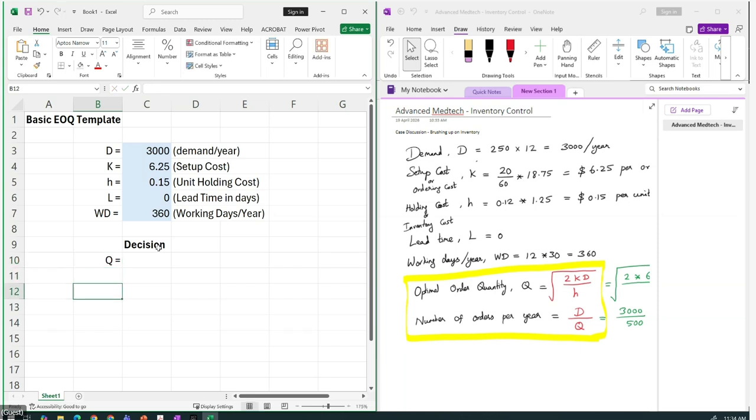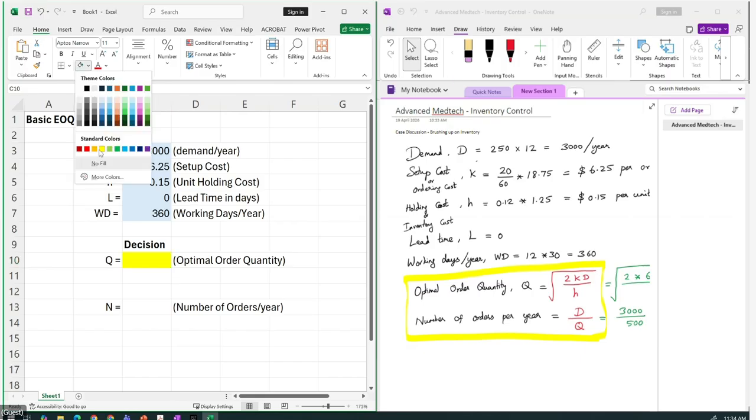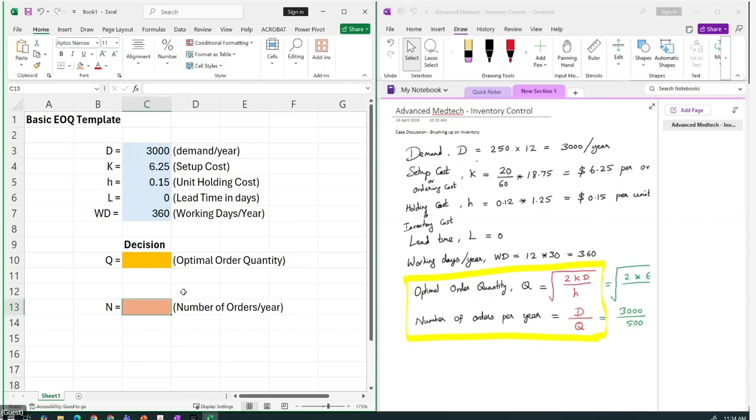Which is the order quantity, and capital N, which is the number of orders per year. Correct? What is Q? Q is the optimal order quantity. I'll use a slightly different shade of orange here and a slightly different shade of orange here. Okay, fine.